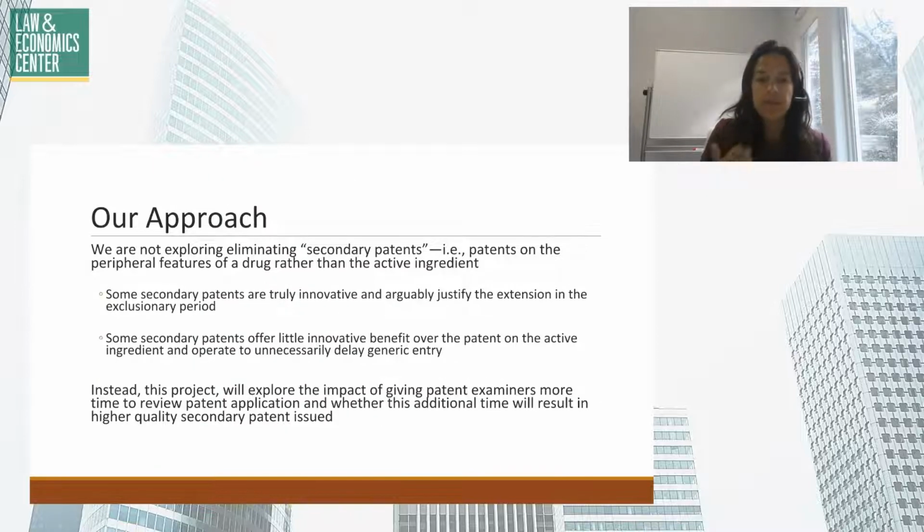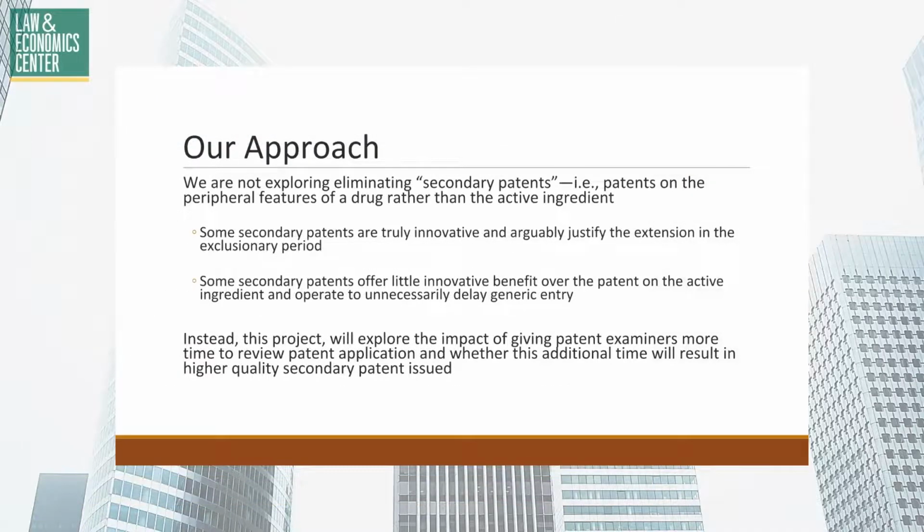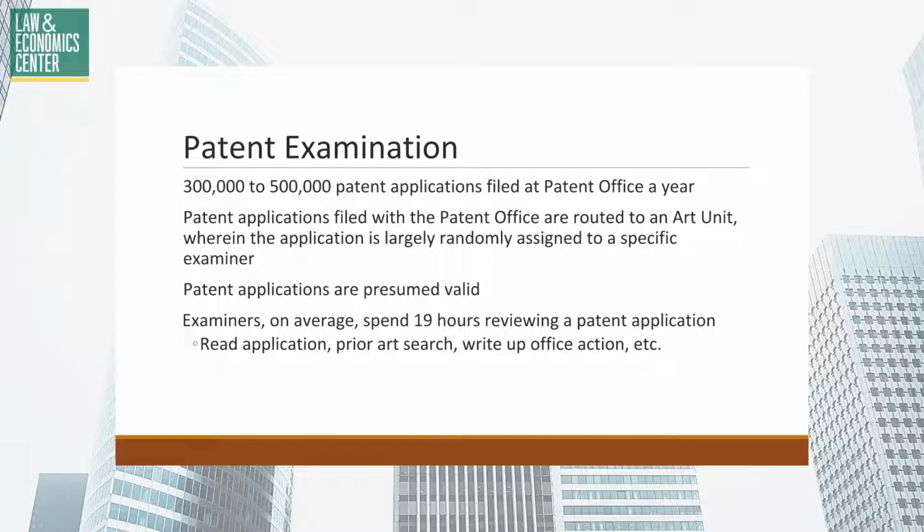With the rest of my time, I want to present some of my original research with Michael Frakes, a professor at Duke, where we explore this idea of secondary patents. We think some of these are really innovative and arguably justify an extension and exclusionary period, but there seem to be others that should never have been issued by the PTO, are likely invalid, and offered very little innovative benefit over the patent on the active ingredient. So we approached this question by asking: if we gave patent examiners more time to review patent applications, would they issue higher quality secondary patents? I just briefly want to walk through some of our results and then tie it in to the panel at the end.